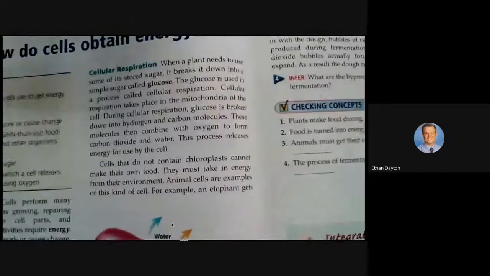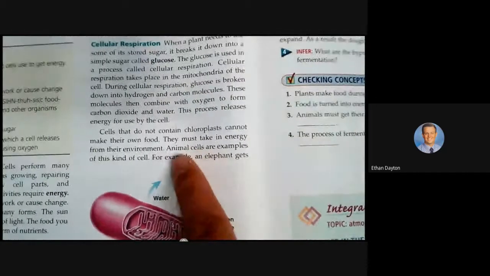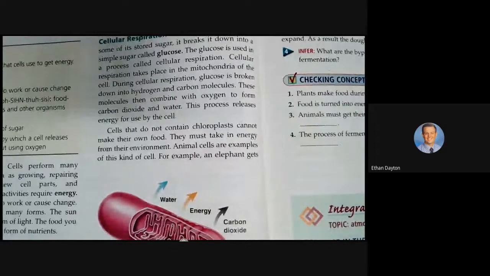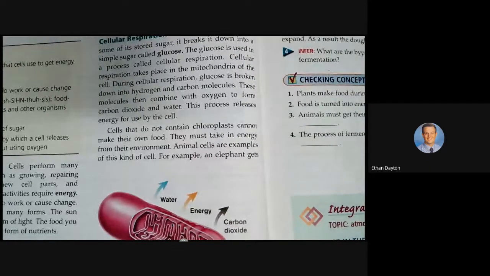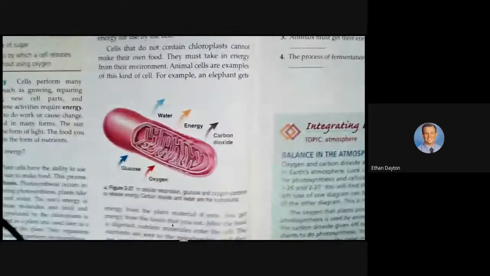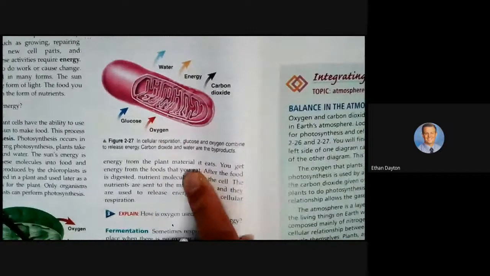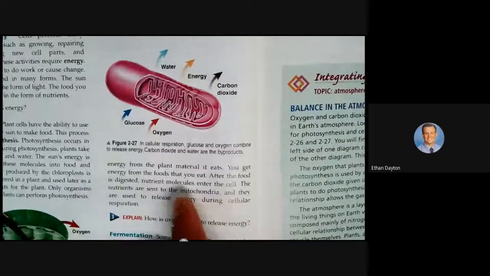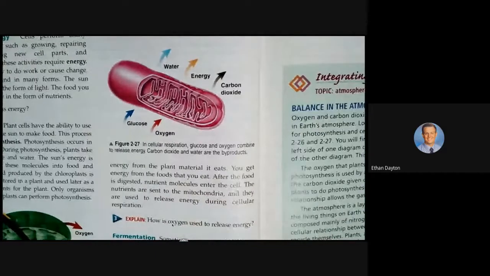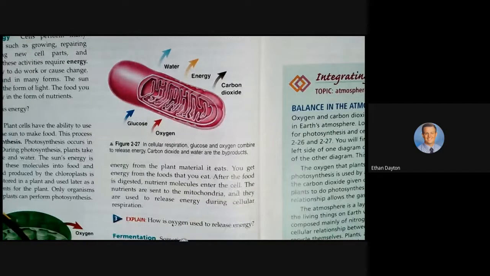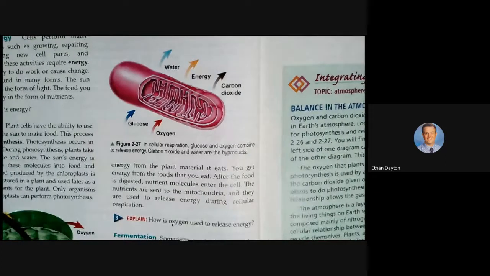Cells that do not contain chloroplasts cannot make their own food. They must take in energy from their environment. Animal cells are examples of this kind of cell. For example, an elephant gets energy from the plant material it eats. You get energy from the foods that you eat. After the food is digested, nutrient molecules enter the cell. The nutrients are sent to the mitochondria, and they are used to release energy during cellular respiration. We're on page 54. Okay, everybody with me so far?